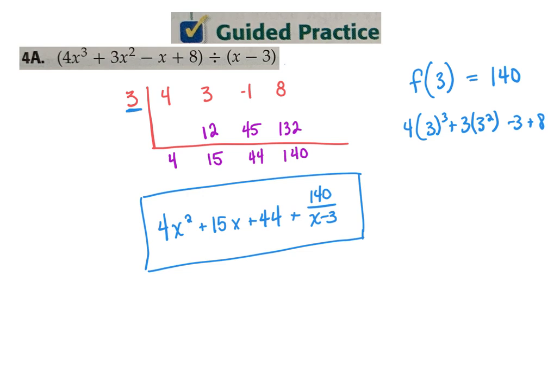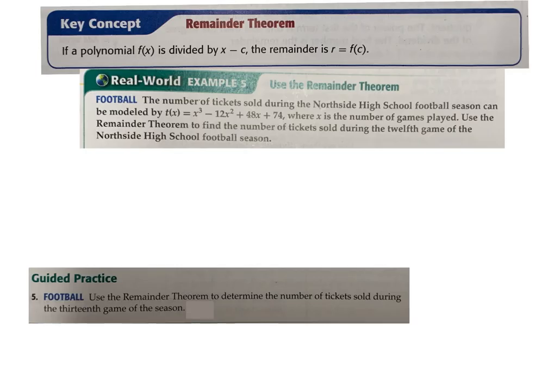So the remainder tells you 2 things now. The first thing we talked about is if it's 0, then it tells you that you have a factor, right? If you get a remainder of any sort, whether it's 0 or 140, what that is also telling you is if you took that number that you divided by and plugged it in, that is the answer you would get. This says if a polynomial f of x is divided by x minus c and the remainder is r, then r equals f of c. That's pretty straightforward.